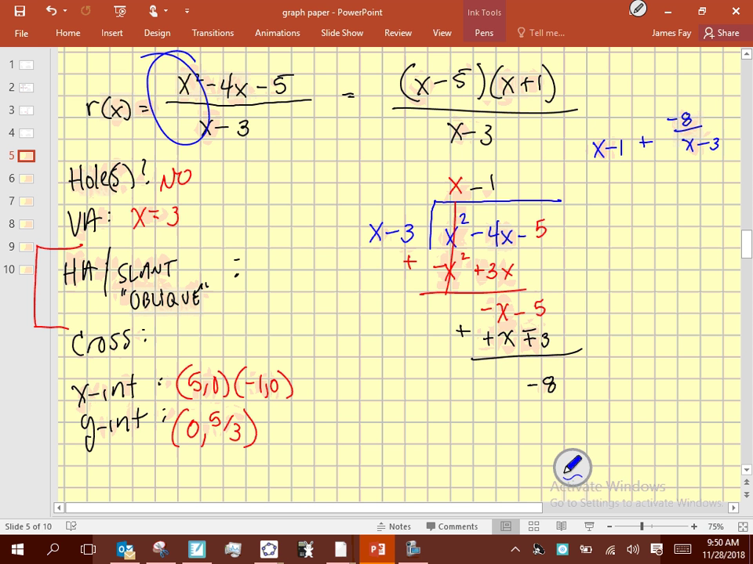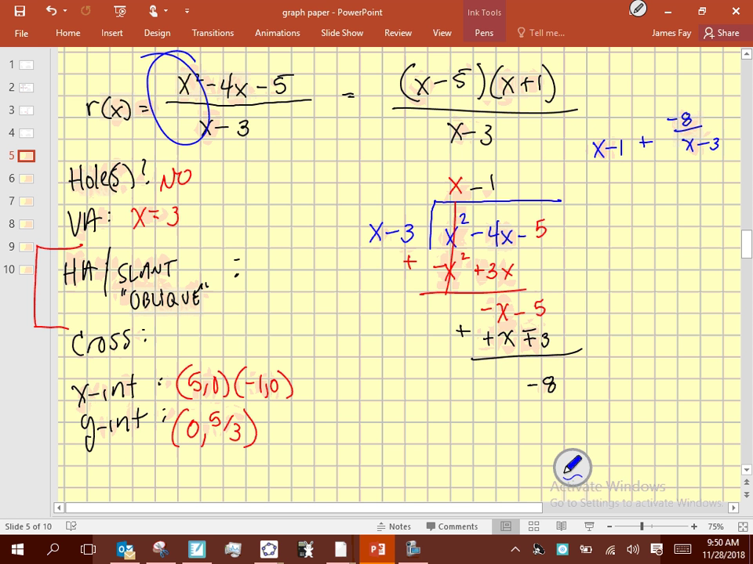But remember, what we're interested in for a slant asymptote or horizontal asymptote is the behavior when x gets really, really, really big. Think about when x is $1 million. You've got $1 million, take $3 away from it, you still basically have $1 million. So it's -8 divided by $1 million, pretty close to 0, right? If I had $1 billion, take $3 away from it, I've still got $1 billion, right? Divide -8 by $1 billion, it's pretty close to 0, right?